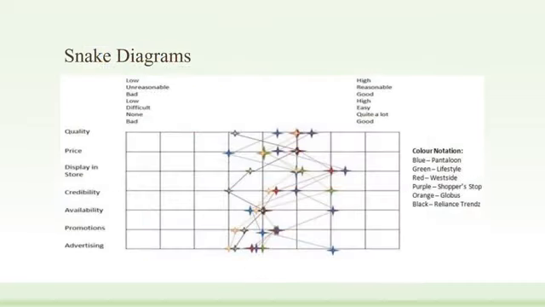Another way that we could present this information is with a snake diagram, where we simply do a visual representation of that table that we just had in front of us. And some people prefer visual representations like a snake diagram as opposed to a tabular version of the information like we had with the multi-attribute utility model table.